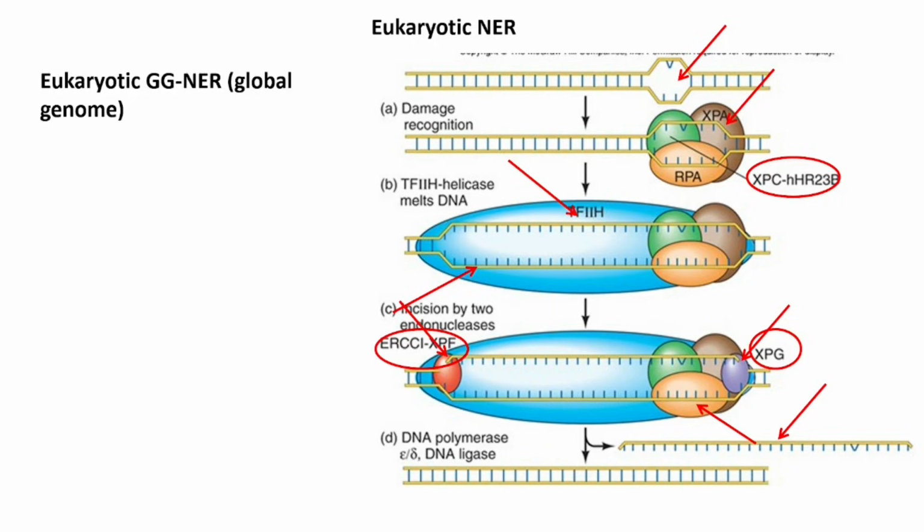Once the defective DNA is removed, DNA polymerase epsilon or delta fills in the gap and DNA ligase seals the remaining nick. The role of XPE is not very clear yet. We have already talked about transcription-coupled NER in prokaryotes. Let us now see this mechanism in eukaryotes.